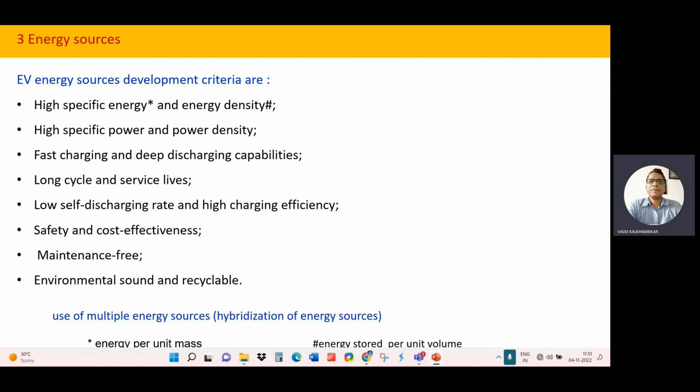They should have high specific energy. If we are taking a battery, it should have high specific energy and high energy density. Now, specific energy is basically energy per unit mass. So whenever we are taking any energy source, it should have larger energy in a smaller mass. And similarly, energy density is energy stored per unit volume.